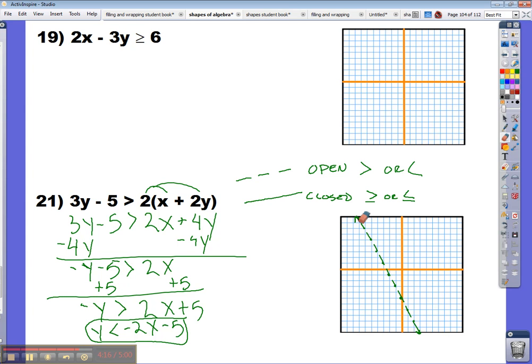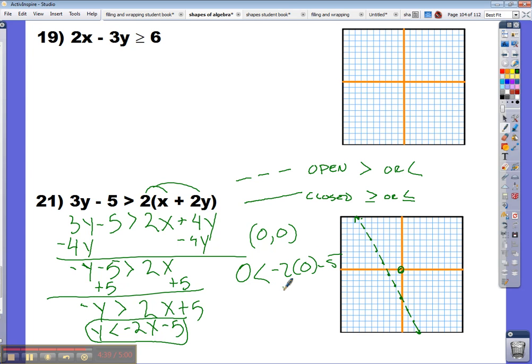So then, the last part is to shade. So we need to figure out which region to shade. I'm going to pick a point. I'm going to pick 0, 0 and plug it into the equation. So 0, 0, my y value is 0, my x value is 0. So I have 0 is less than negative 2 times 0 minus 5.